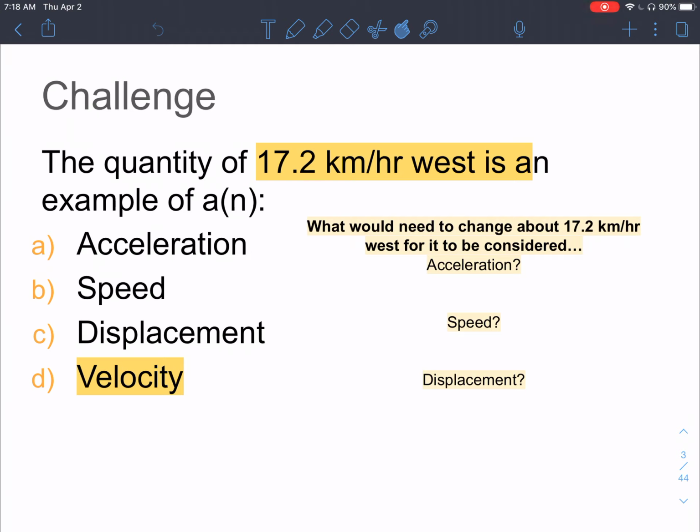Now I'm going to continue that question, and I want you guys to identify what you would do if we needed to change this into an acceleration. And I don't mean applying any actual math, but if you just needed to fix that number, like something about the units or direction to make it an acceleration, speed, and displacement, I want you to do that and write those down. So pause the video and go ahead.